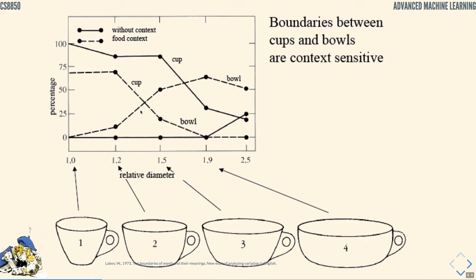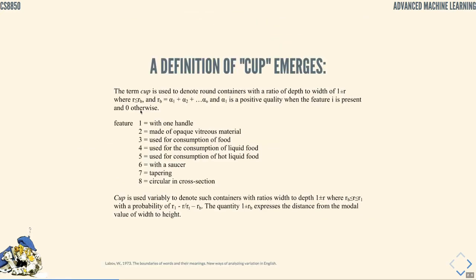So William Labov started thinking about this interesting observation, and tried, based on that, to give a definition of what is a cup. The term cup is used to denote round containers with a ratio of depth to width of 1 plus minus r, where r is less than or equal to r_b, and r_b is the sum of alpha_1 to alpha_v, and alpha_i is a positive quality when the feature i is present and 0 otherwise.